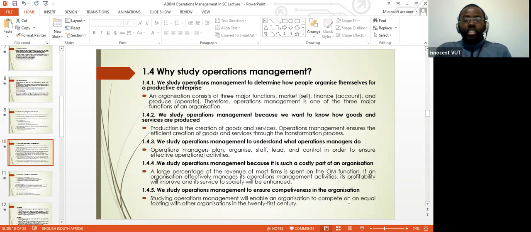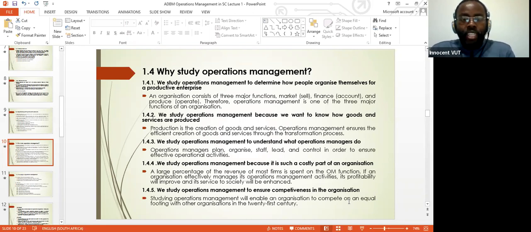Number three, we study operations management to understand what operations managers do. We have been referring to operations managers from the previous pages. So we need to understand what they do. Maybe you might be employed as an operations manager. If you understand what operations managers do, then you'll be able to do that when you become an operations manager.